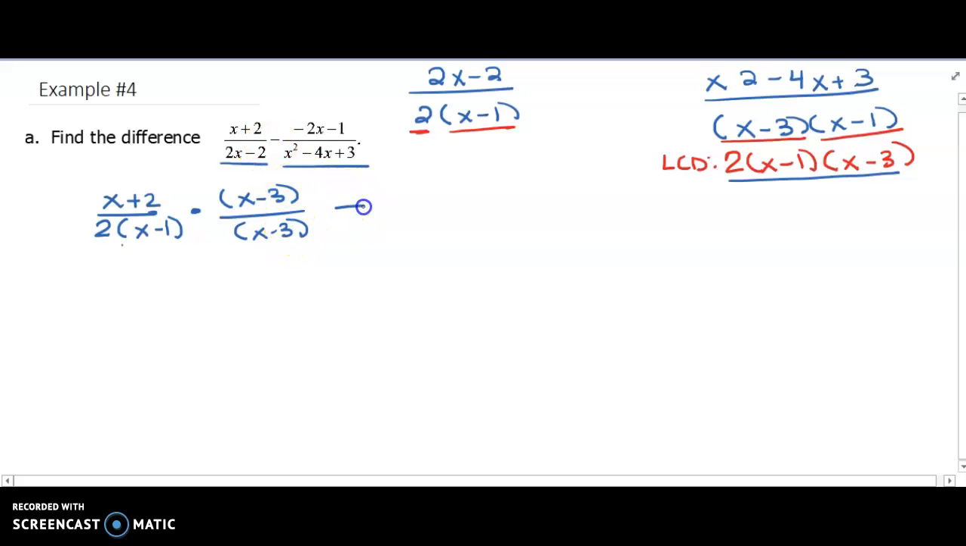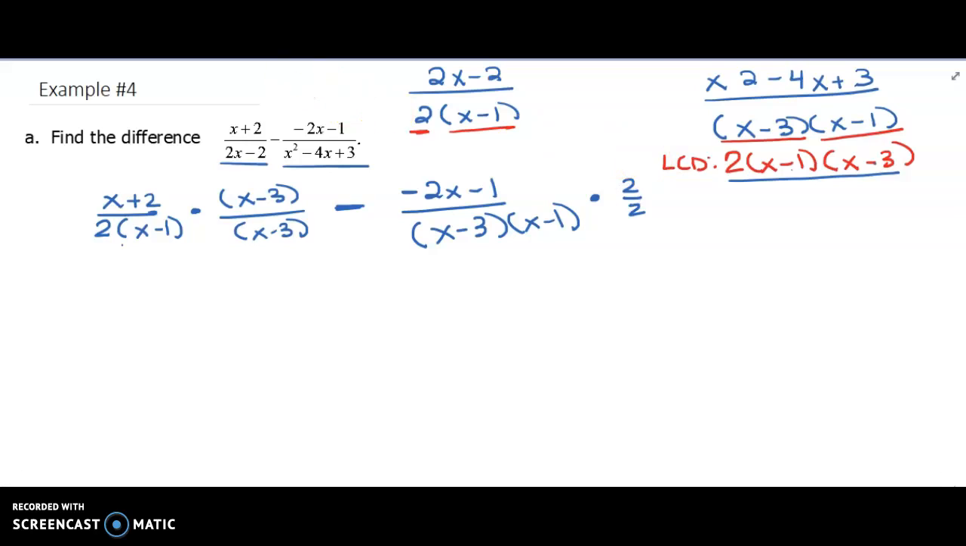And then I have a minus, and then I have a negative 2x minus 1 over, and once again, I'm going to put this in factored form, which is x minus 3 and x minus 1. Here the only thing I'm missing, I have my x minus 3, x minus 1, is the 2, so I'm going to multiply this by 2 over 2.